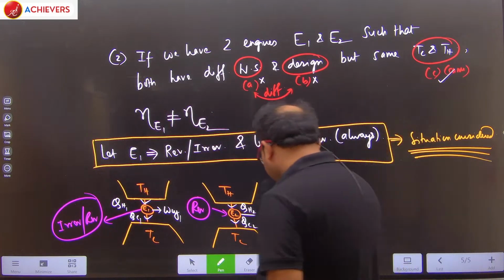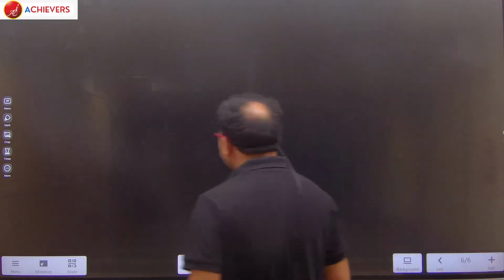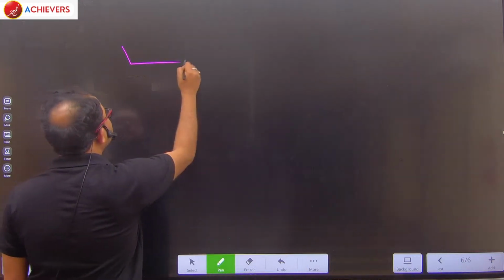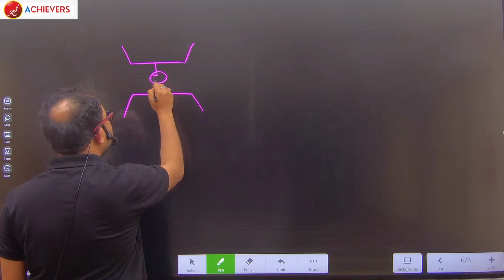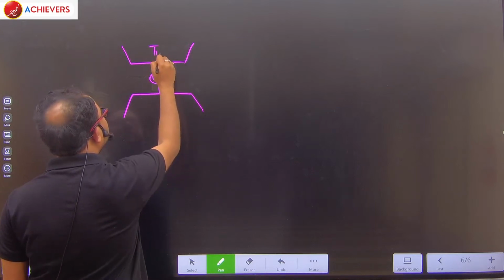So what we'll be doing, see, we will retain E1 as it is.